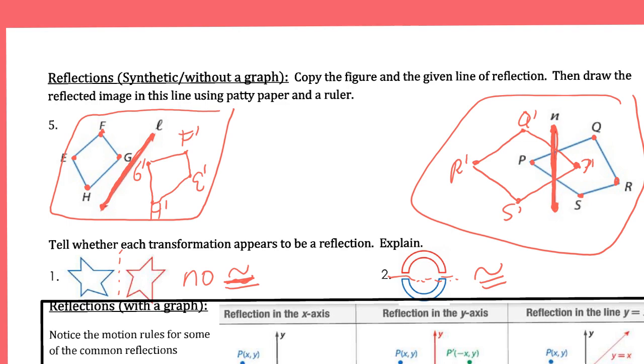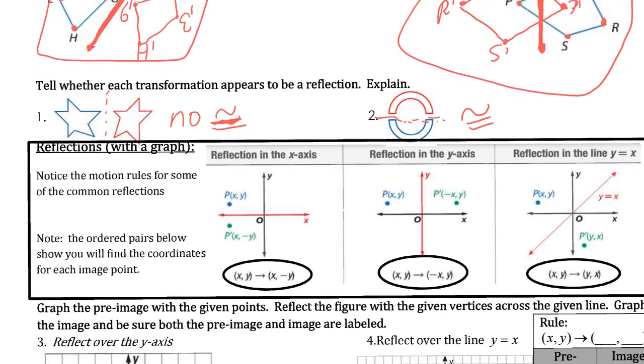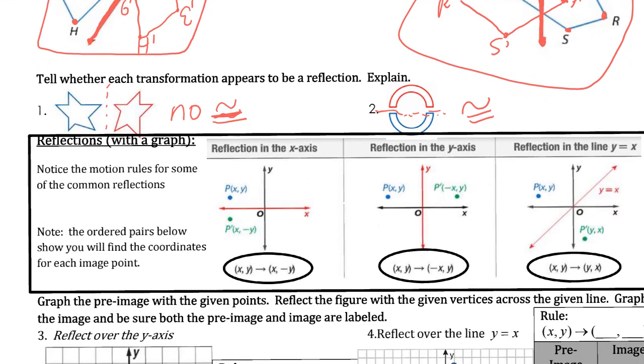So off the grid, here are some examples of what we're going to do. However, on the grid, we're going to talk about how you can take a point or a shape on a graph and reflect it, first of all across the x-axis, second across the y-axis, and third across the line y equals x. So let's look at each of these.